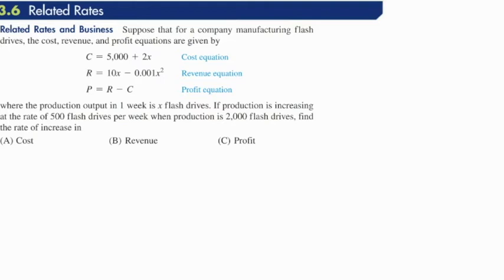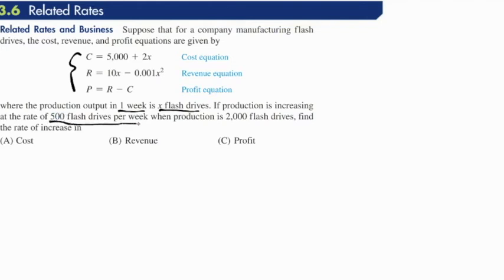So here's an application for related rates and business. Suppose that a company manufacturing flash drives has the following cost, revenue, and profit equations. We're going to discuss production output in 1 week. So 1 week worth of output, we get x flash drives. Now it states if production is increasing at a rate of 500 flash drives per week, when production is 2,000 flash drives, find the rate of increase in each of the following.